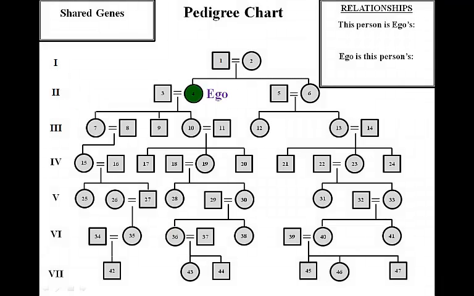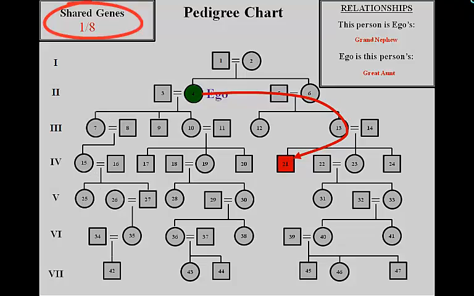Next example, again, ego is number 4, and we ask the question, what is that relationship with individual 21? We see here that 6 is the sister of 4, her daughter is number 13, and therefore 21 is ego's grandnephew, and ego is this person's great aunt, and they share 1/8 genes.